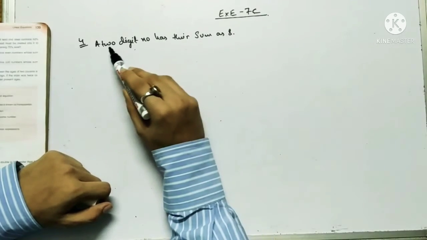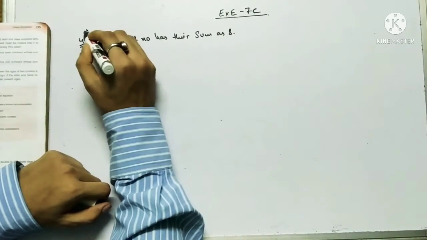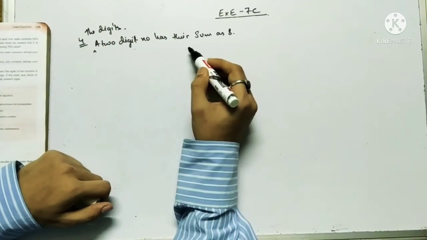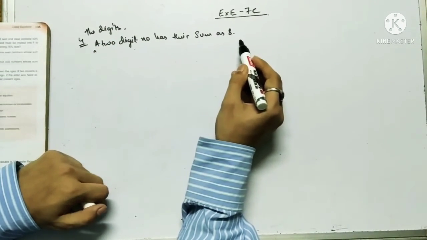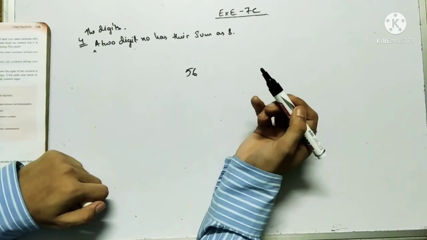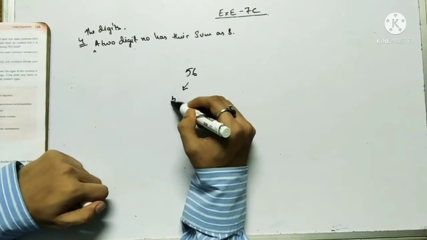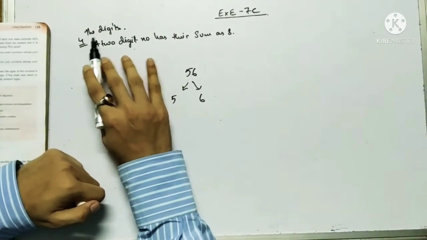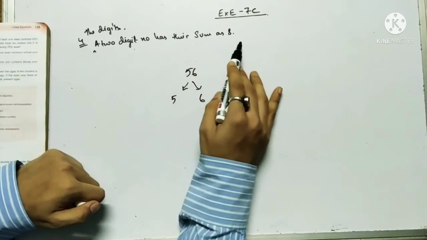Actually, they should have written the digits of a two-digit number has their sum as 8. Understand, the digits. For example, 56 is a two-digit number. Yes, it has got two digits. One is 5 and the other one is 6. So the digits of a two-digit number has their sum as 8.